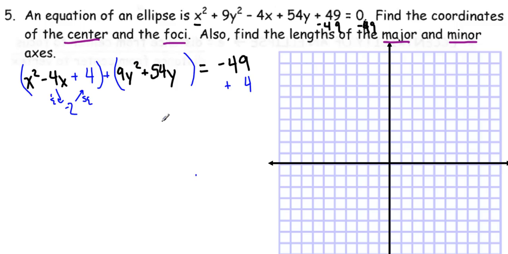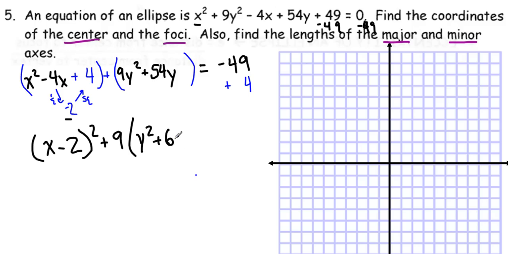Okay, go into our y's. Now I don't like this 9 coefficient here, so I might factor that out. So let's come down and rewrite this down here. If we go ahead and make this a binomial squared, we're going to have x minus 2 squared. Okay, so let's factor out that 9. We've got 9 times y squared plus 6y. 9 times 6 is 54. -49 and 4 is a -44. Nope, -45.